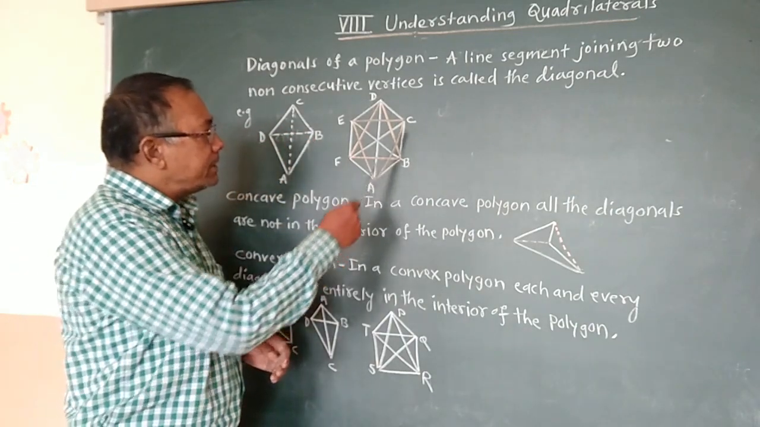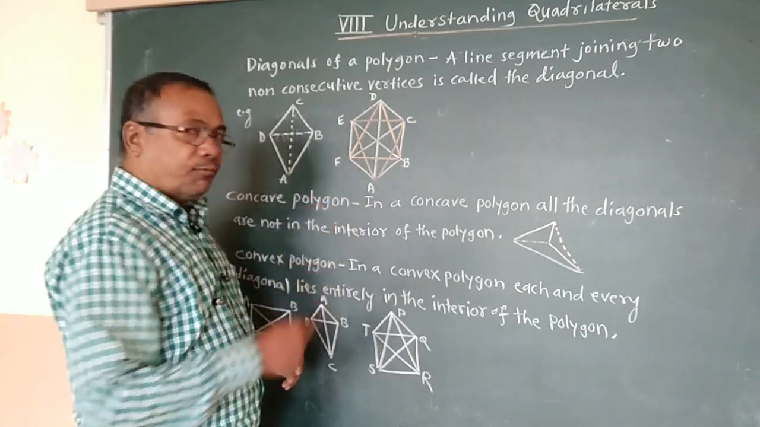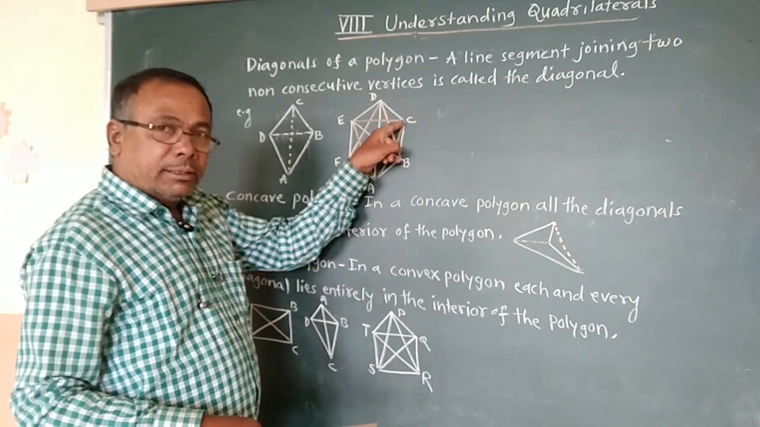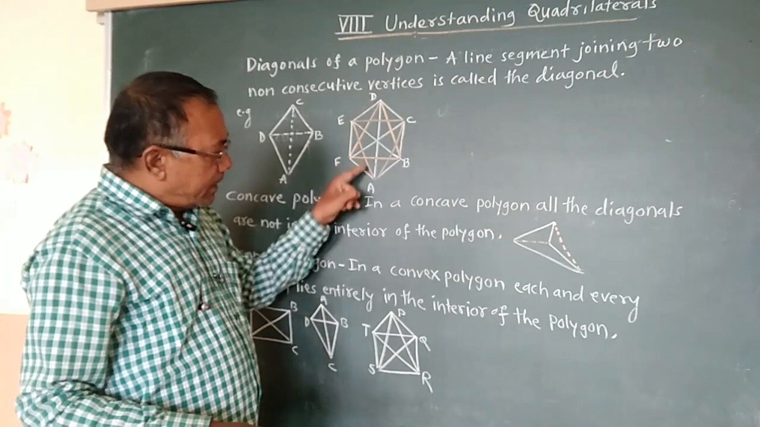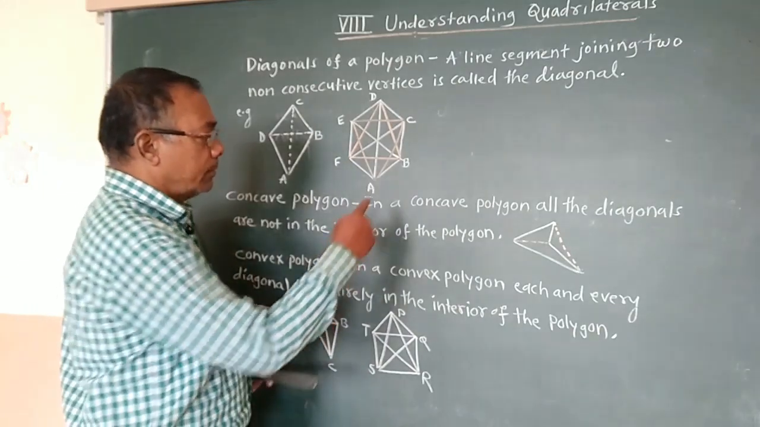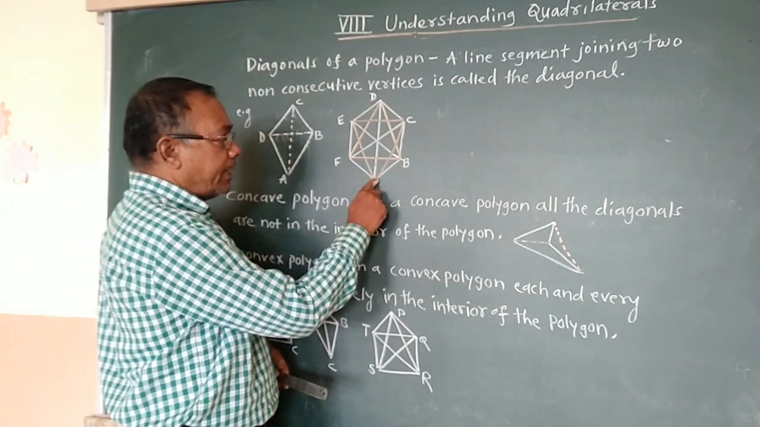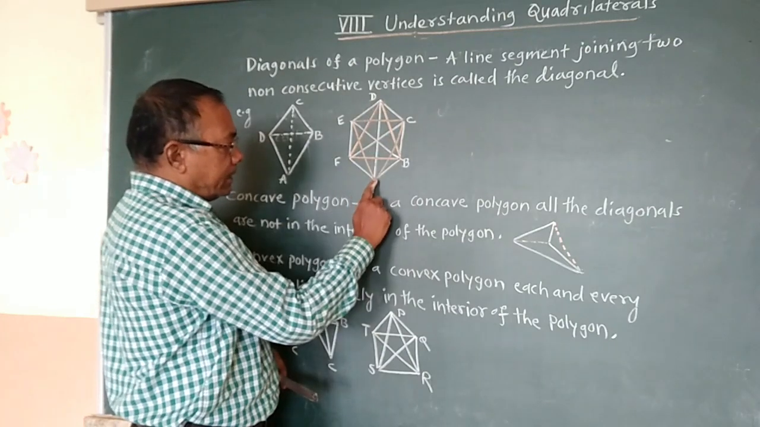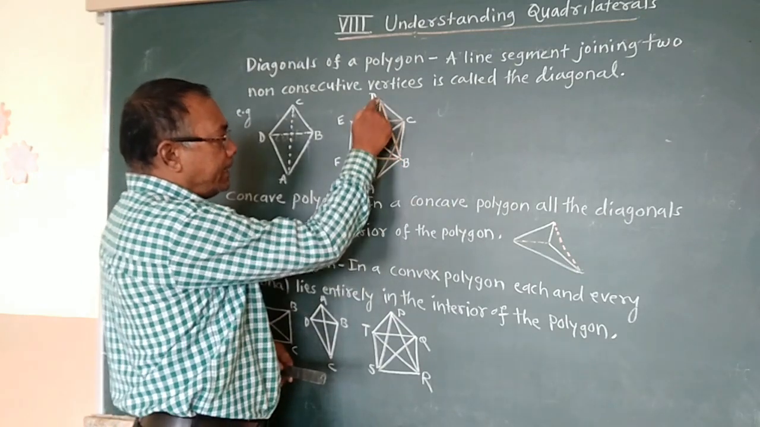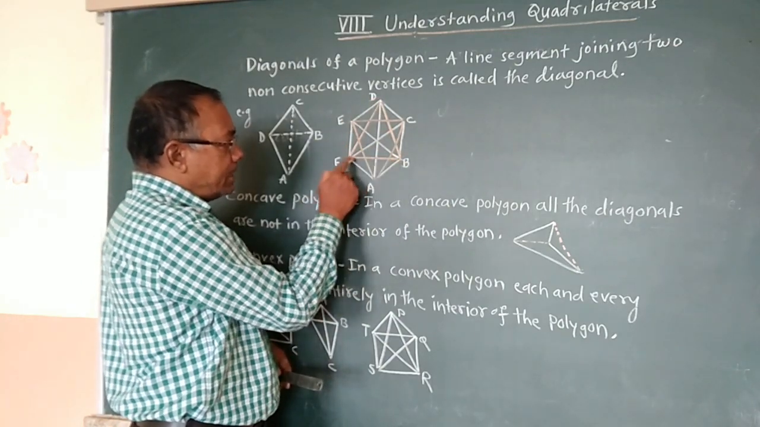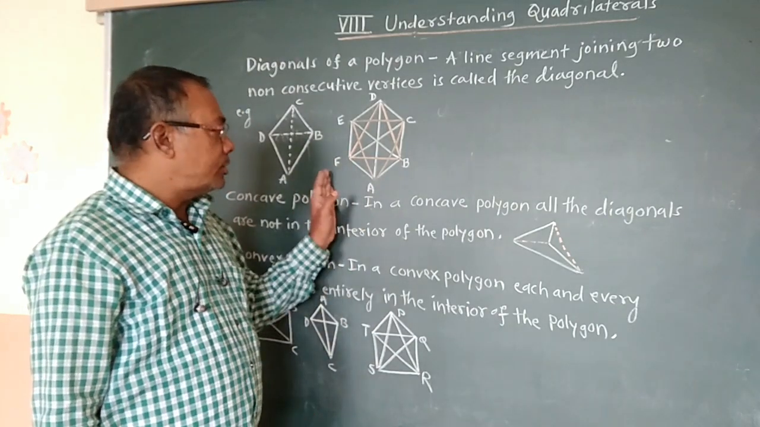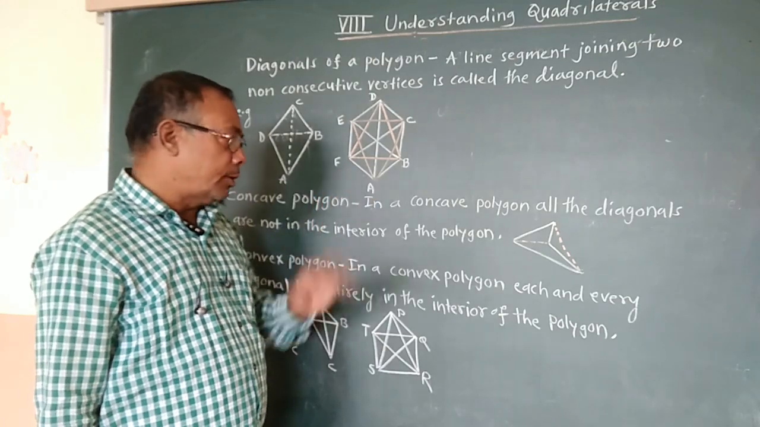Here ABCDEF is a hexagon, and here A and C, similarly A and D, A and E, are non-consecutive vertices, and therefore the line segments joining AC, AD, AE, similarly the line segments joining BD, DE and DF, these are the diagonals of the hexagon, because hexagon is a polygon.